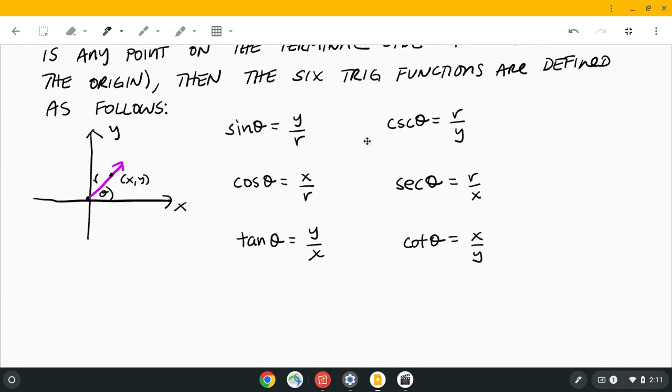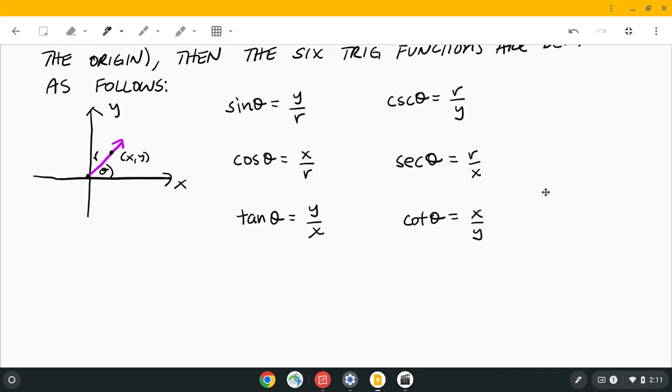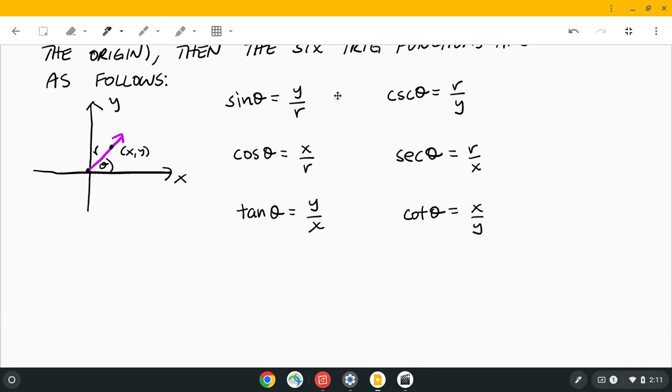And of course, x, y, and r are not zero. If they are zero, then these would be undefined. Okay, so x, y, r are not equal to 0, or if they are, then when they are in the denominator, it will be undefined.